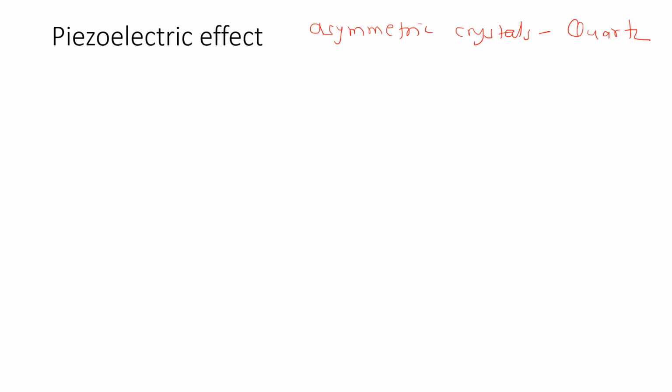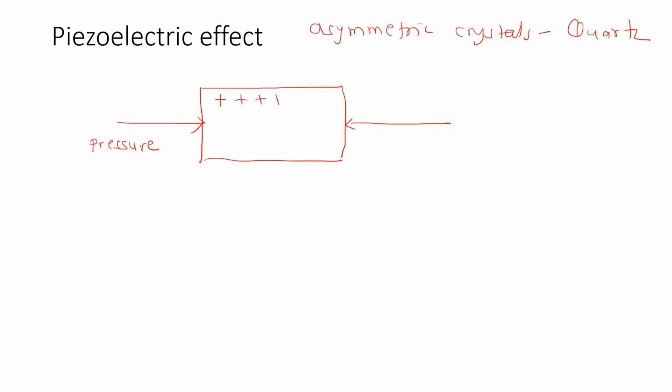In this effect, when a pair of opposite faces, let us consider this pair of opposite faces, is subjected to pressure, then equal and opposite electric charges are developed on the pair of faces perpendicular to this pressure. So this is the pressure we have applied in this direction. So along this pair of opposite faces, see that equal and opposite charges are developed.